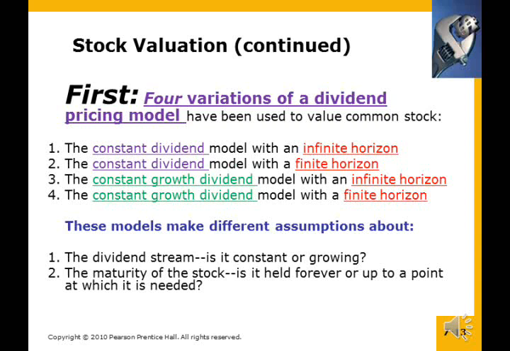The first one, the constant dividend model with an infinite horizon. The constant dividend model with a finite horizon. The constant growth dividend model with an infinite horizon. The constant growth dividend model with a finite horizon. So what is the difference between these four models?